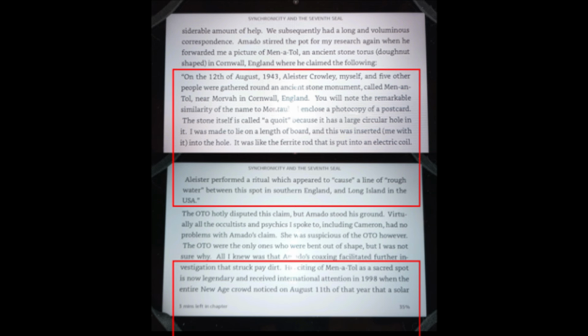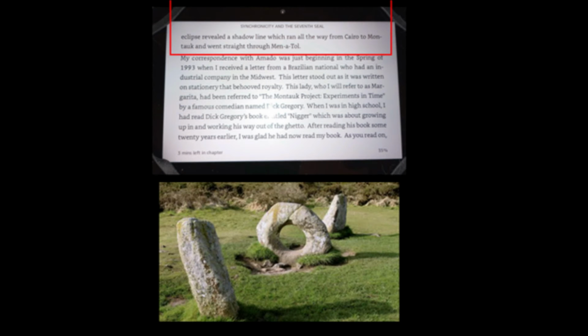This passage in the book also goes on to say further that while the OTO disputed this, others had no problems with his claim and reported that during an eclipse ceremony on August 11th of 1998 at Menantoul, an eclipse shadow line ran from Cairo, Egypt to Montauk, Long Island, straight through Menantoul.